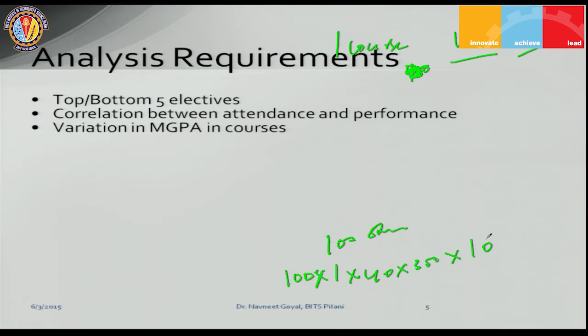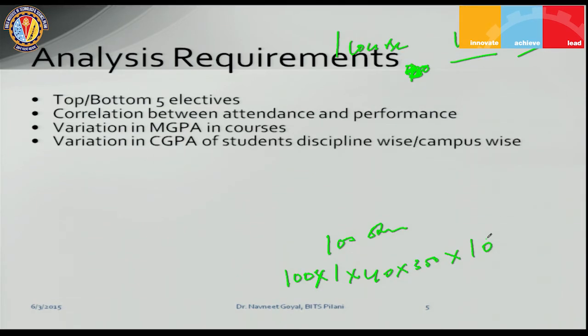And variation in MGPA of courses. Suppose there is a course which is run by all 3 or 4 campuses, and you want to see the MGPA, that is the collective performance of students in a particular course. It is measured along a scale of 10, right? So you want to see what the variation of MGPA in courses across campuses is. This is another kind of analysis you want to do.